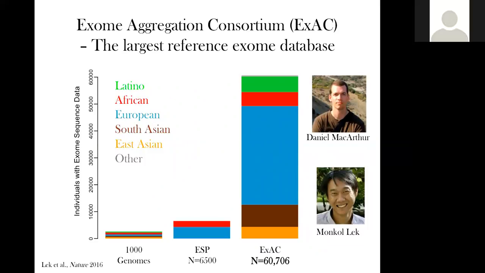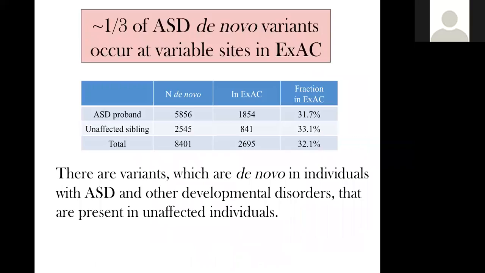And while it's not a perfect representation of the ethnicities of the world, it's certainly a lot better than what we had previous to this. So when we actually went into ExAC and we asked whether any of the de novo variants that have been seen in children with autism or unaffected siblings were present in any of the individuals in ExAC, we arrived at this surprising finding that basically a third of these de novo variants in both individuals with autism and their unaffected siblings are actually present in ExAC.